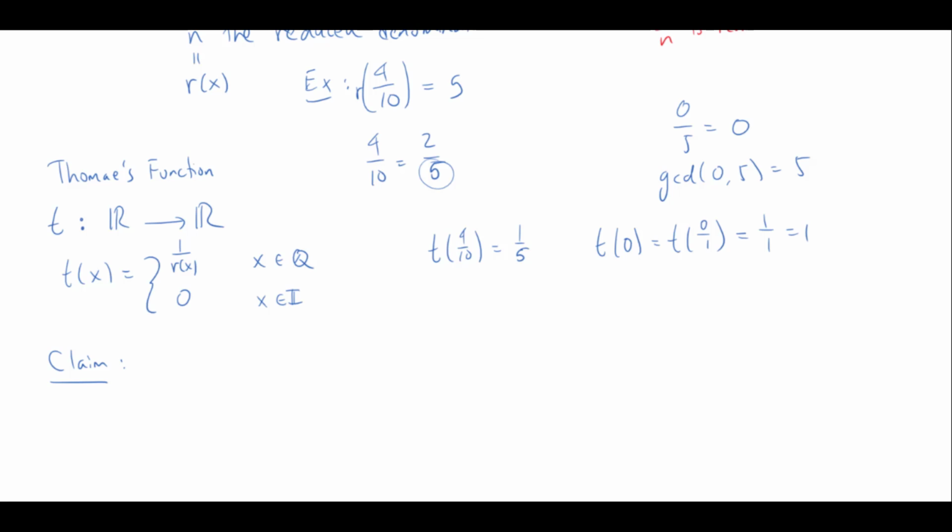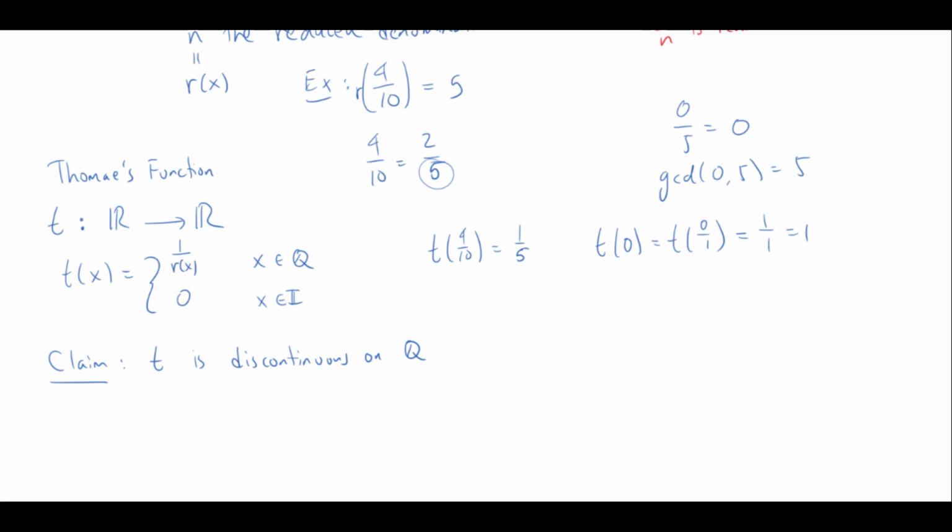So our first claim is that T is discontinuous on Q. So if I take any rational number, T will be discontinuous at that rational number. All right. This actually turns out to be very easy if we use the sequential characterization of continuity.